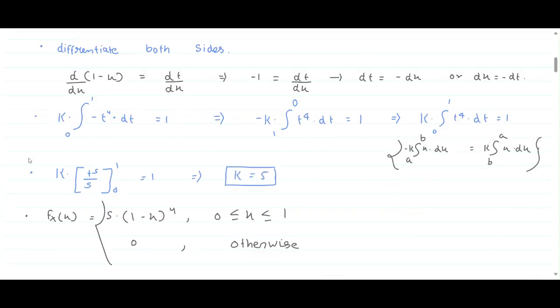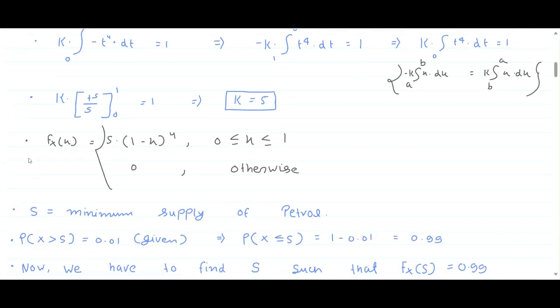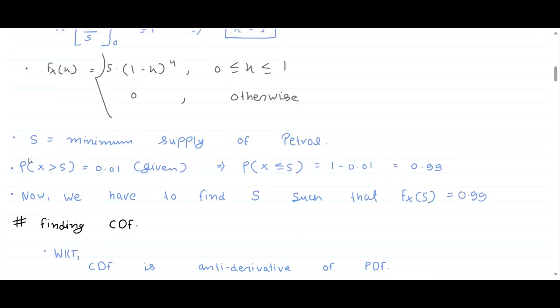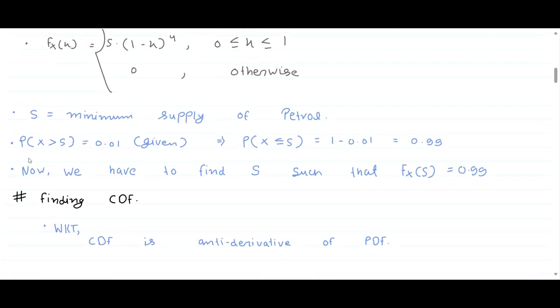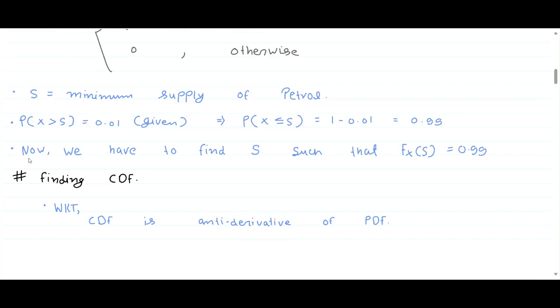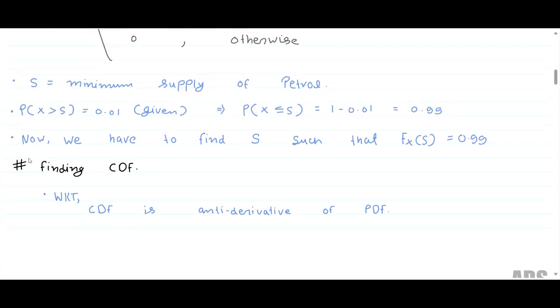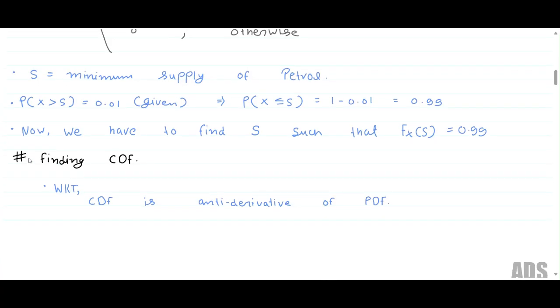Now let us define S as the minimum supply of petrol. One point given in the question is that the probability of x greater than S is equal to 0.01, and we need to find the value of S. So, the probability of x greater than S equal to 0.01 can also be written as the probability of x less than or equal to S equal to 1 minus 0.01, which is 0.99. Now we get CDF of S equal to 0.99.